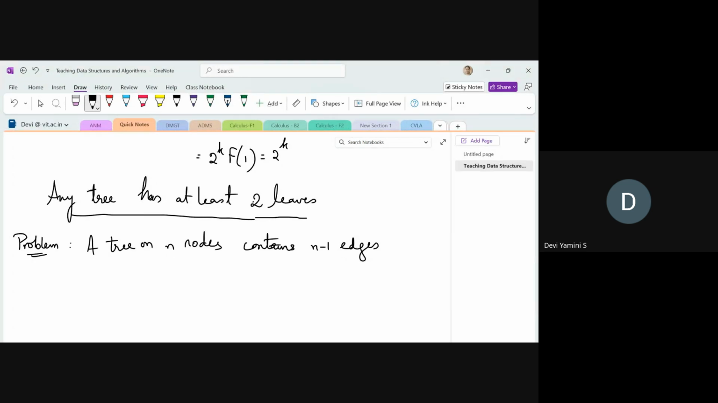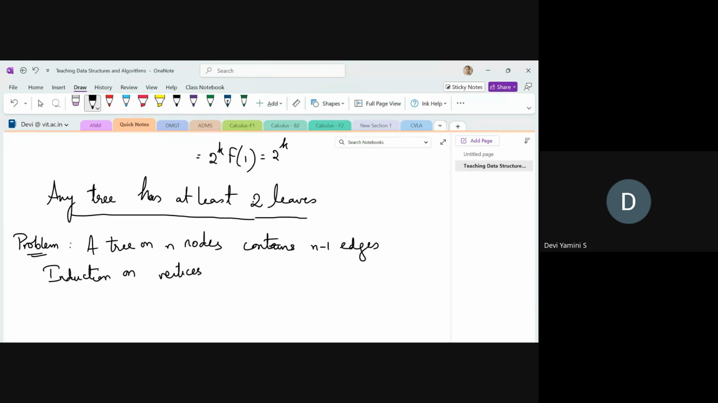So what I'm going to do is, you can prove this with the help of induction on the number of edges or the number of vertices. These are two parameters of the graph. So either with the help of edges or with the help of vertices, you can prove it. I'm going to prove this using induction on vertices.